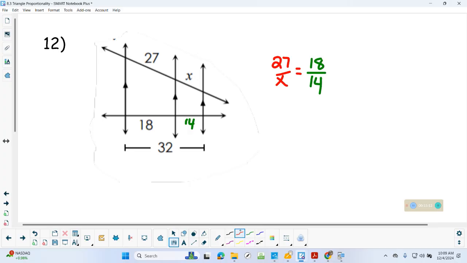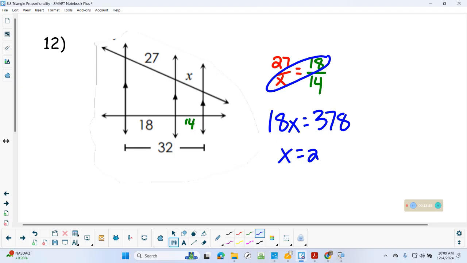Okay, of course, cross products, right? 18x. 27 times 14. I punched that in earlier. And our final answer is 21. I feel like I'm trying to keep up with you guys. All right, questions on that one? Of course not.